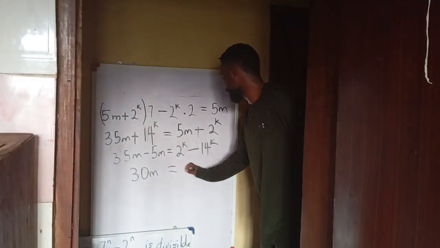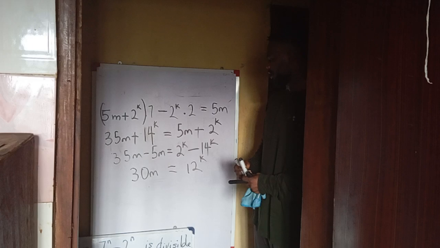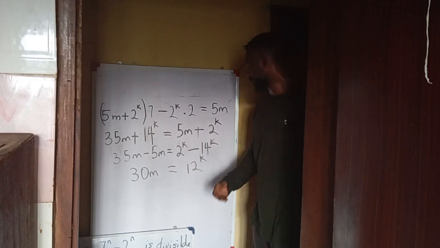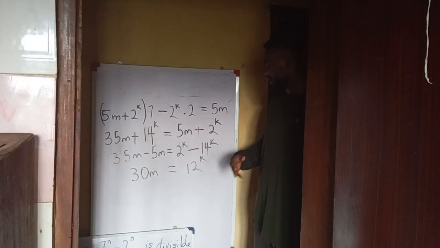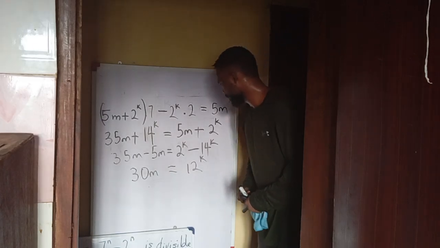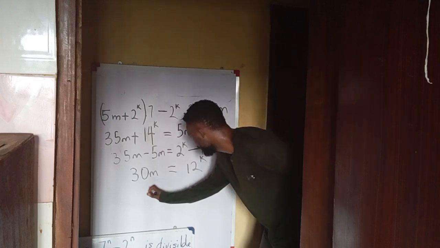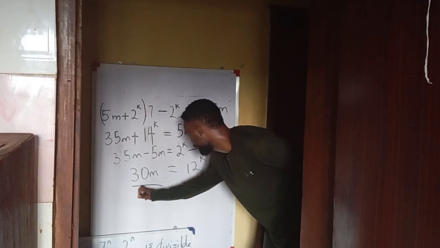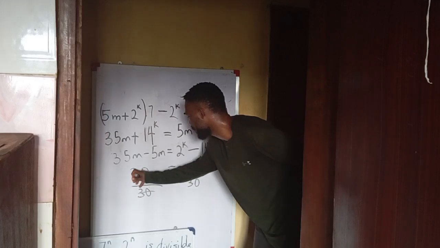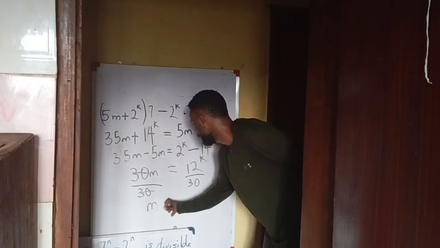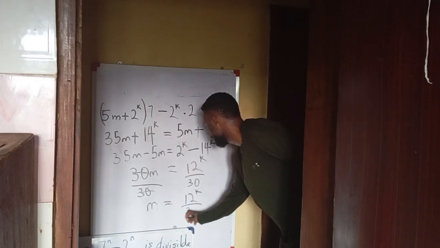You can see that this is the same thing as saying 12 raised to power k. So at the point where I have 30m, I have 12 raised to power k. This is the same thing as saying divide both sides by 30. This will cancel this. So m is equal to 12 raised to power k over 30.